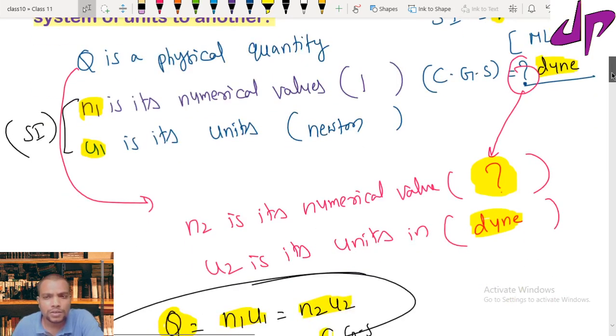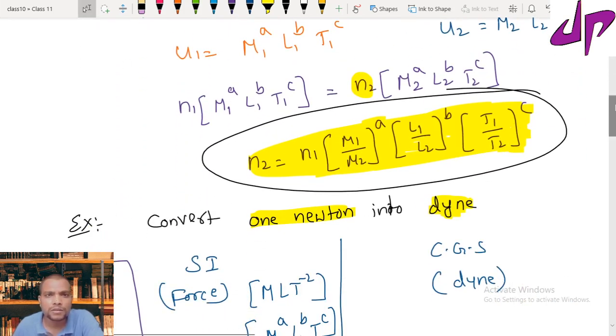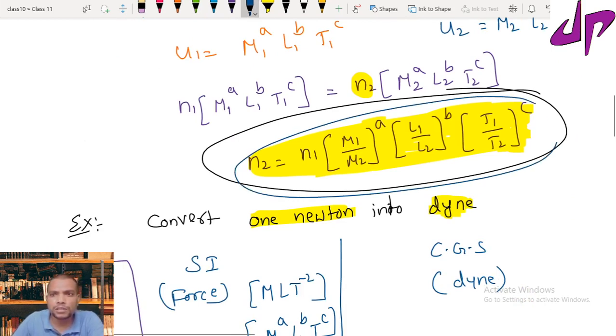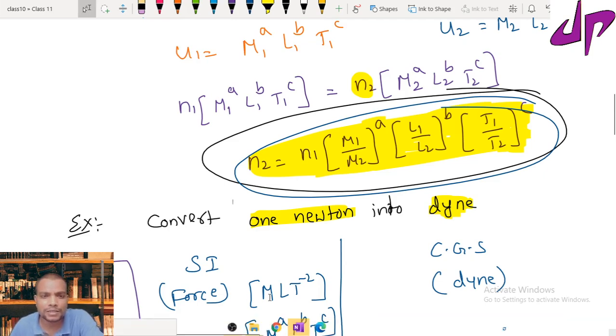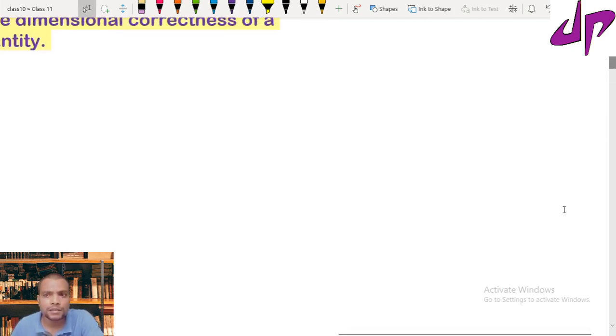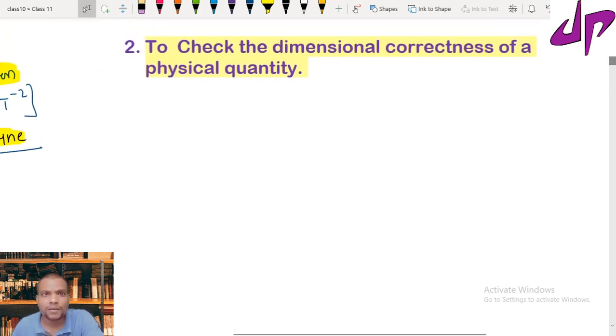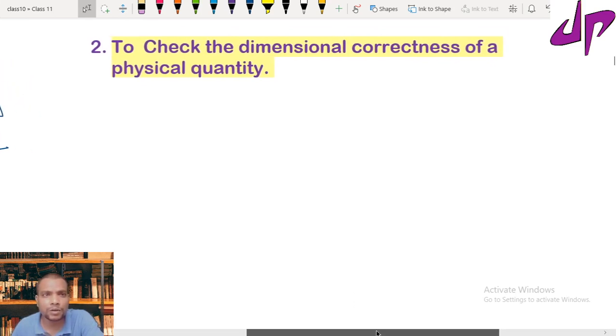To do this, we need to depend upon a formula. This formula you please remember. For one system of units to another system of units, we can easily convert those dimensions. But the second application is to check the dimensional correctness of a physical quantity, whether the physical quantity is dimensionally correct or not.